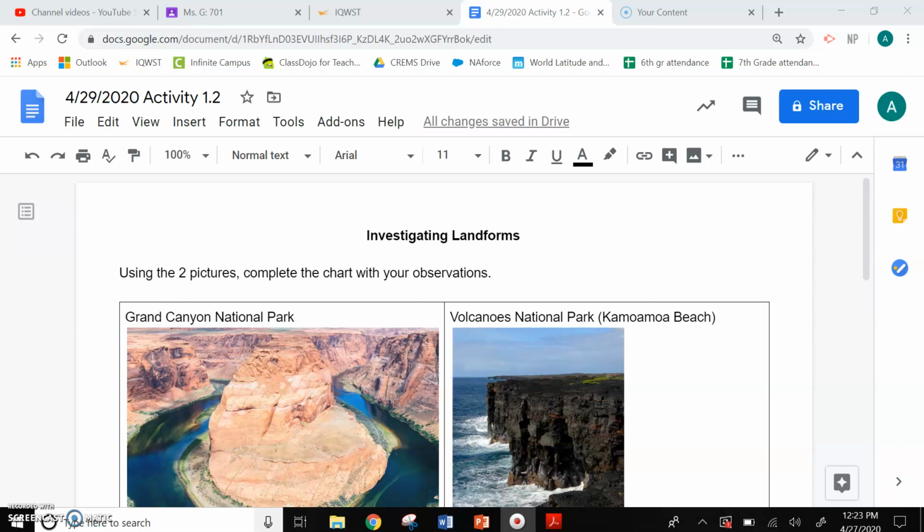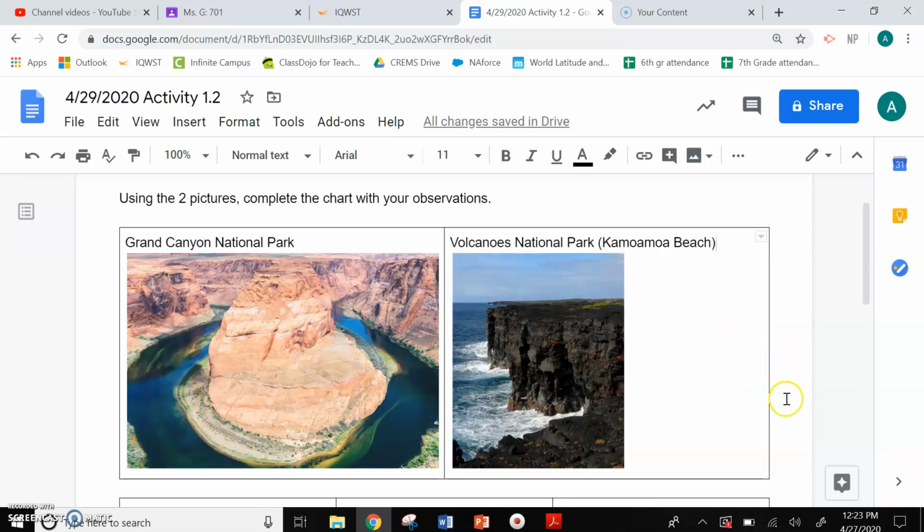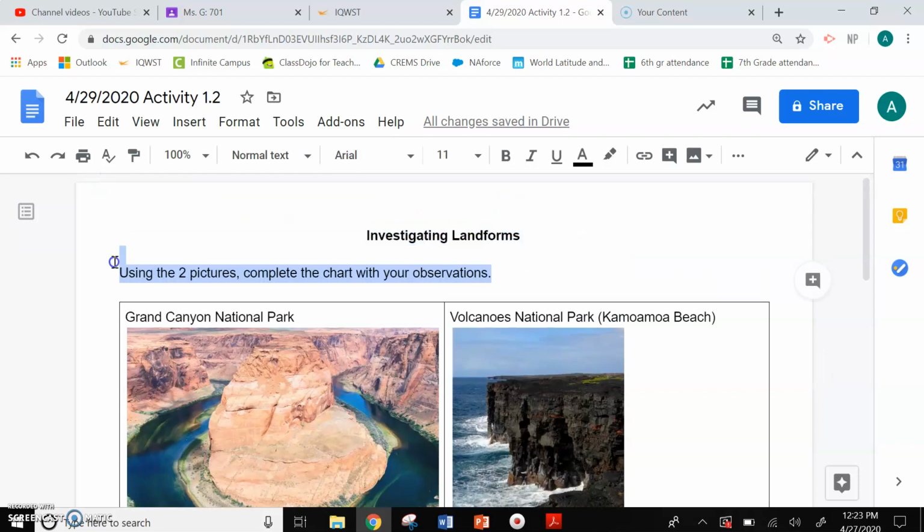Hi everyone. So in the last video, we looked at six different landforms, and you guys were supposed to tell me if they were natural or man-made. Today we are just focusing on two natural landforms. One is the Grand Canyon National Park. The other one is the Volcanoes National Park. And using these two pictures, we are going to complete the chart with our observations.